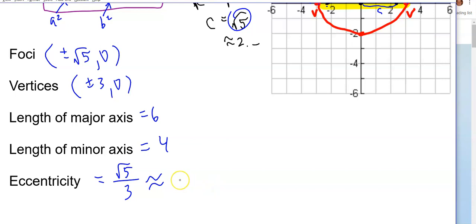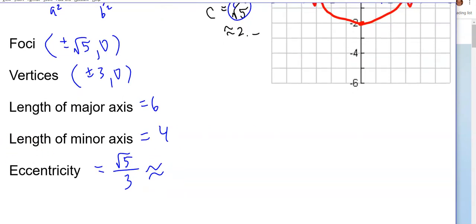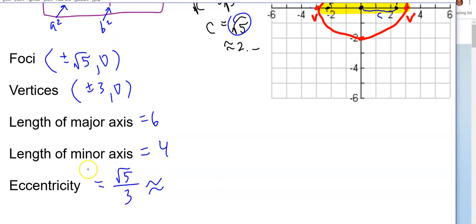Eccentricity is kind of a measure of how squished something is. It's c over a, and a is always bigger than c, so it can't be bigger than 1. If it was really squished, it would be close to 1. If it's not very squished at all, I think it'd be close to 0. Of course, it could be negative or positive, so it could be close to 1 or negative 1, or close to 0 in those cases.